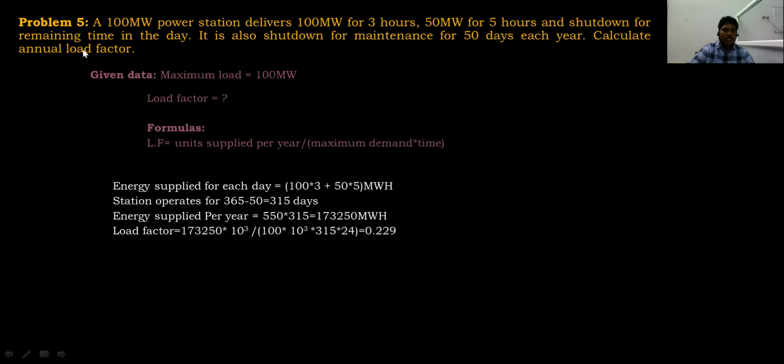And what is asked is to calculate the annual load factor. Annual load factor is equal to number of units generated in a year divided by maximum demand into time. I already told you the time is 315 into 24. Maximum demand is 100 into 10 power 3, because it is given in megawatts, as well as 173250 megawatt hours, which we need to multiply by 10 power 3. Finally, the load factor is 0.229. Thank you.